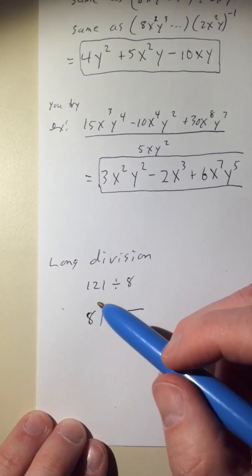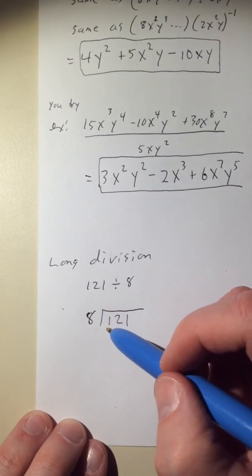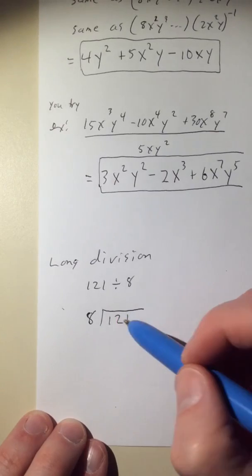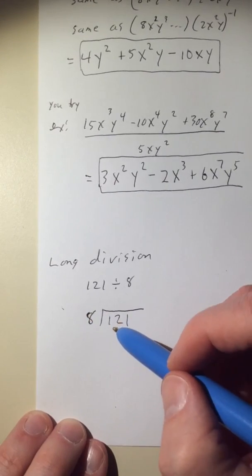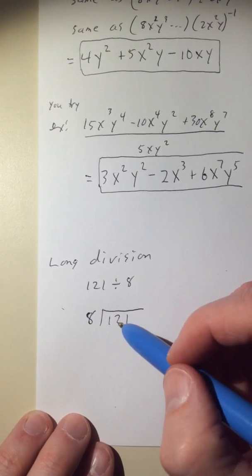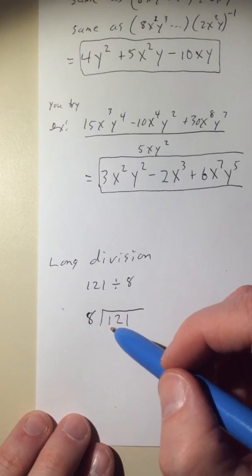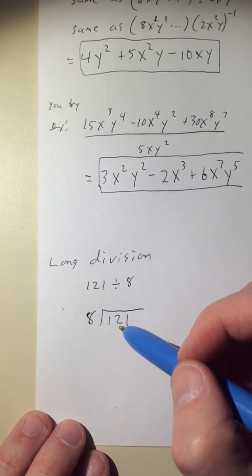So we ask ourselves, how many times does 8 go into 1? It doesn't. So we move over and catch the second one here. How many times does 8 go into 12? Another way to think about this is, what times 8 will get us something close to 12, but not bigger than 12? And that's the way that I want you to think about this, because that's the way we're going to do it with our polynomials in just a minute.